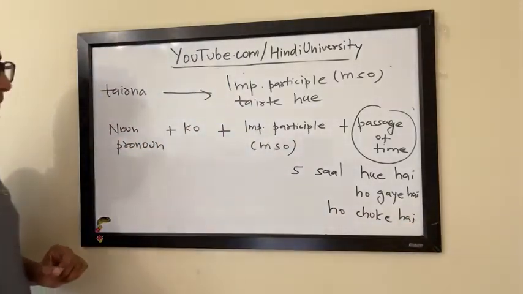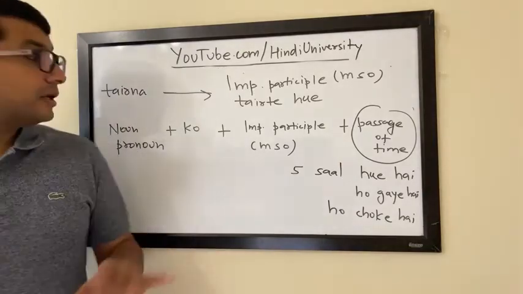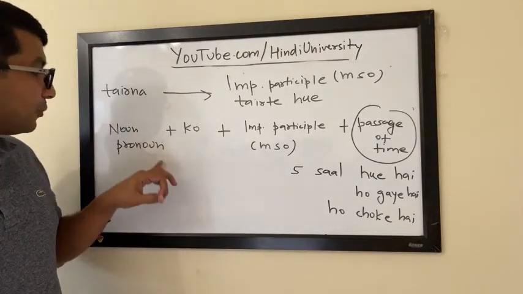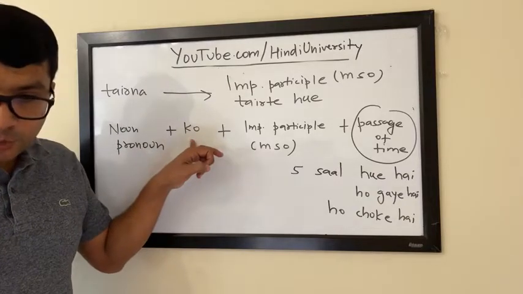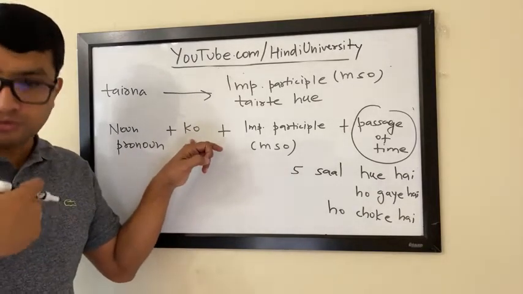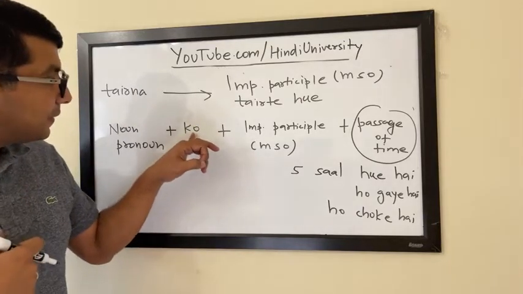All of them are correct. Okay, but this is your formula where you take a noun or a pronoun, you put ko next to it because you're talking about yourself, right? You are the beneficiary of it.